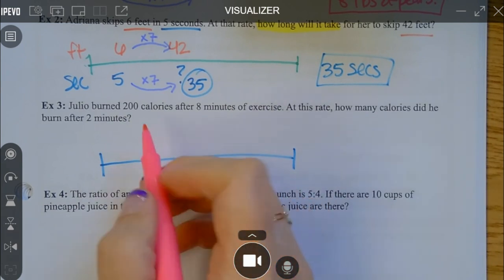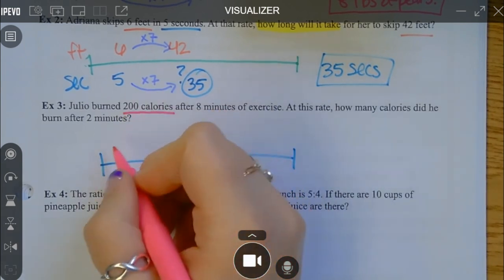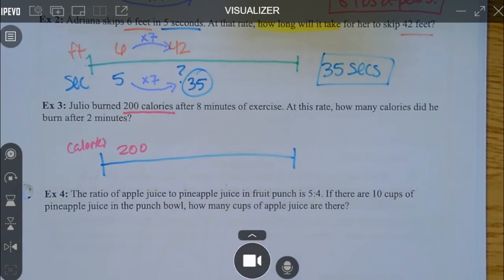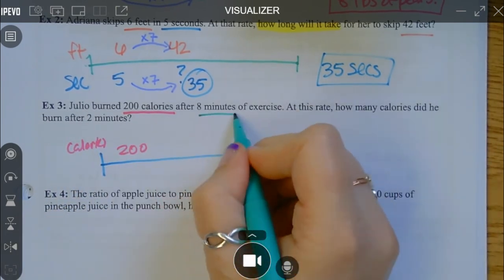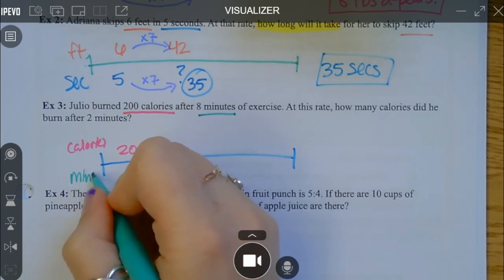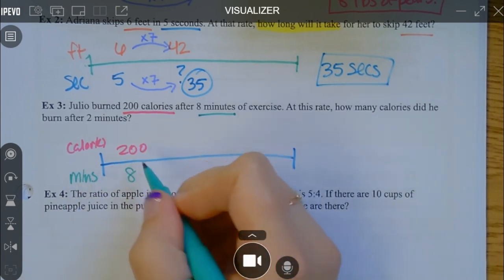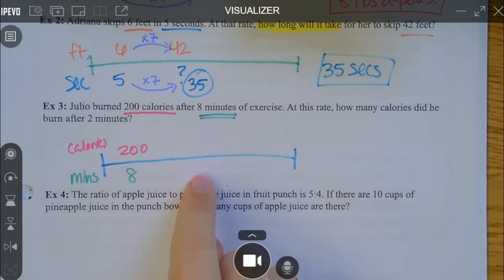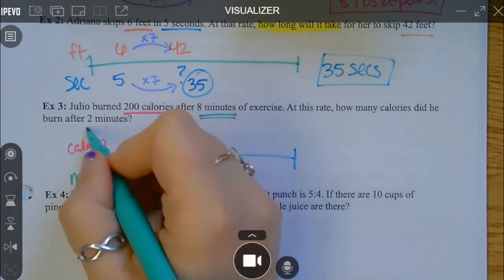It says Julio burned 200 calories. So 200, we're talking about calories in 8 minutes of exercise. So minutes is the bottom, and it was 8. So 200 calories in 8 minutes. Okay. So now it says at this rate, how many calories did he burn after 2 minutes? Okay, so the other thing they told me was 2 minutes. Where's that going to go? Where are they talking about minutes? On the bottom.